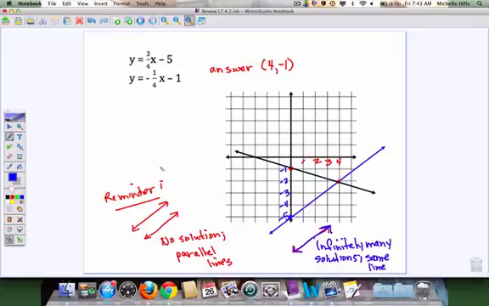So your answer is going to be one of these things. It's going to be an ordered pair when there's a single point of intersection. It's going to be no solution, parallel lines if the lines are parallel. And if they're the same line, you're going to write infinitely many solutions, same line.